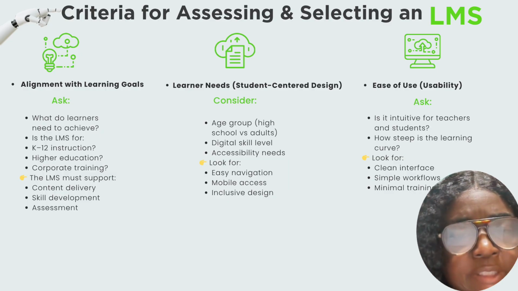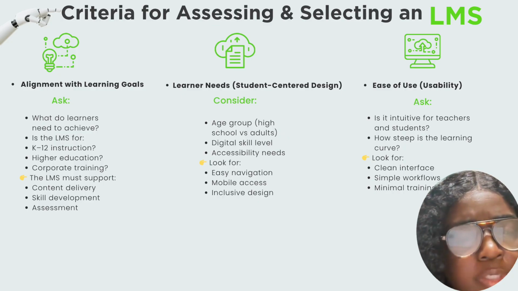Next is learner needs, student-centered design. You must consider age group. Is it high school versus adults? Next, digital skill level and accessibility needs. You should look for easy navigation, mobile access, inclusive design. If students struggle to use it, learning suffers.